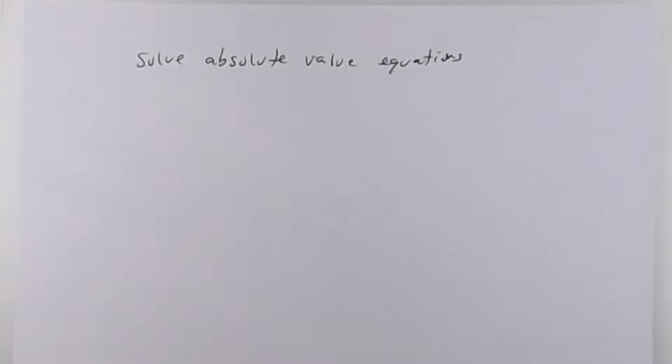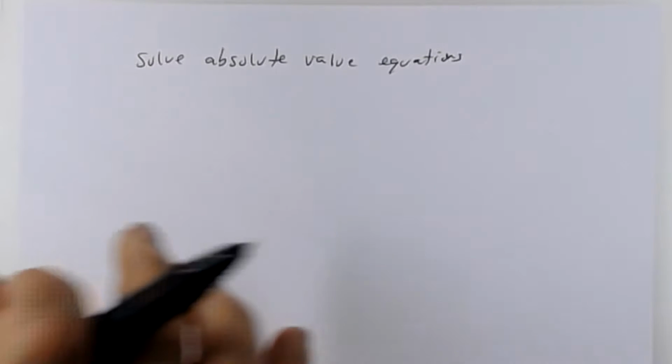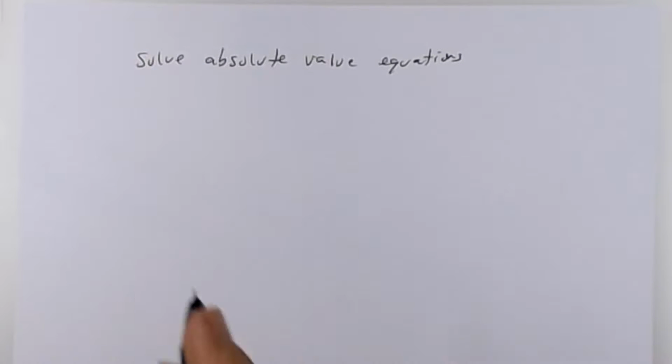Okay, so we're going to solve absolute value equations. Now, to solve the more difficult kinds of absolute value equations, let's understand what the basic absolute value equation looks like and what it means to solve it. So we're going to start with a simple example. You're going to use this to help you with the others.